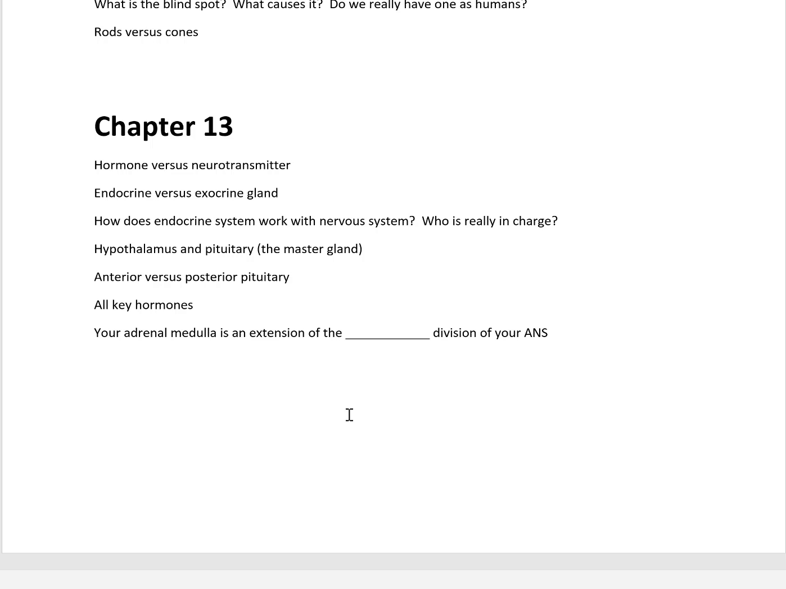Thymus gland produces thymosin and thymopoietin. Those two compounds help with the maturation of your immune system. You probably have heard of T cells. T cells are called T cells because they're thymus dependent.